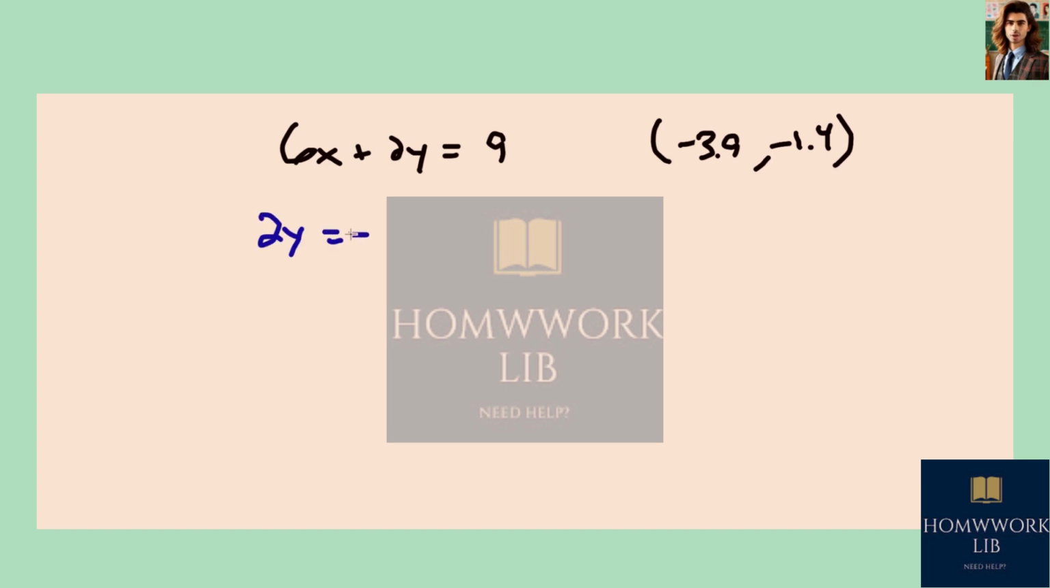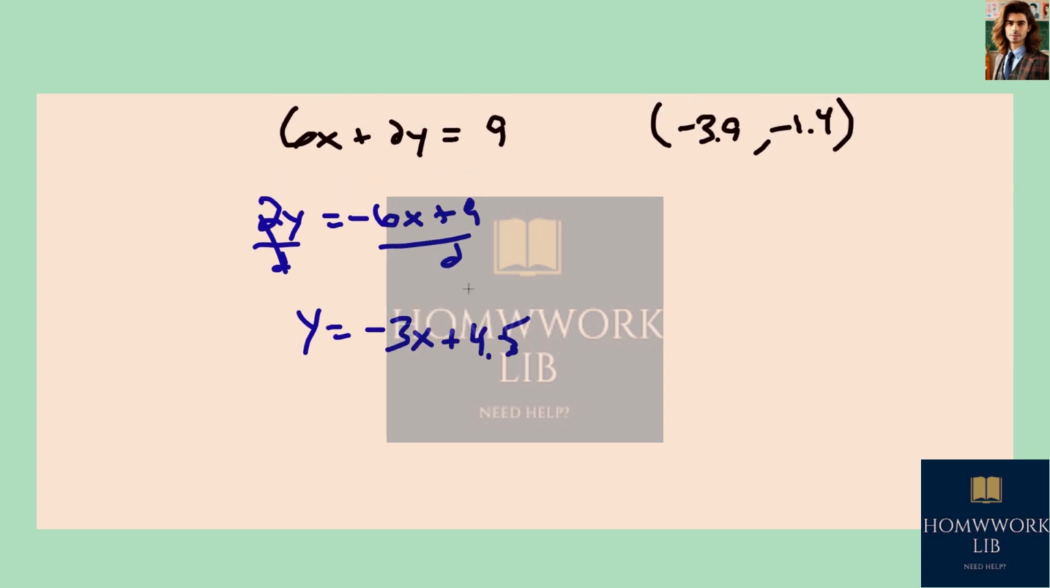So you would subtract 6x from both sides first, and then divide everything by 2, and y would equal negative 6 over 2, which is negative 3x, plus 9 halves, or 4.5. Since we're using decimals, I'll go ahead and use a decimal here, 4.5. That's the slope-intercept form of the original equation.